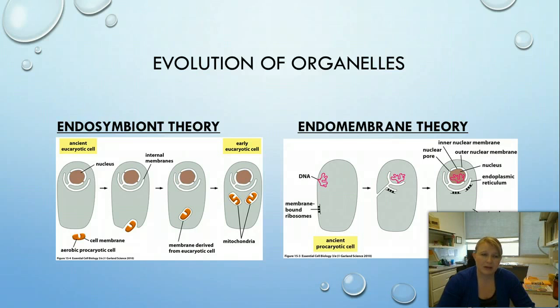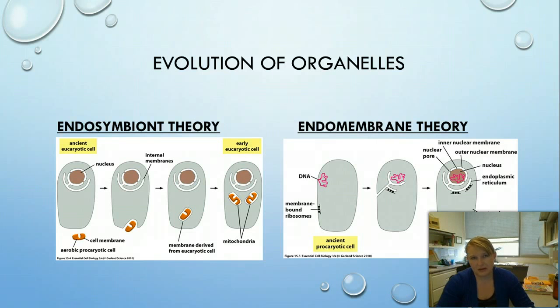But remember, the endosymbiont theory is applied to the mitochondria and the chloroplasts because they have a double membrane and they have their own unique DNA. And those are two of the cornerstones we use in this theory. We also have the endomembrane theory, and this is where we believe all the other organelles have generated from.